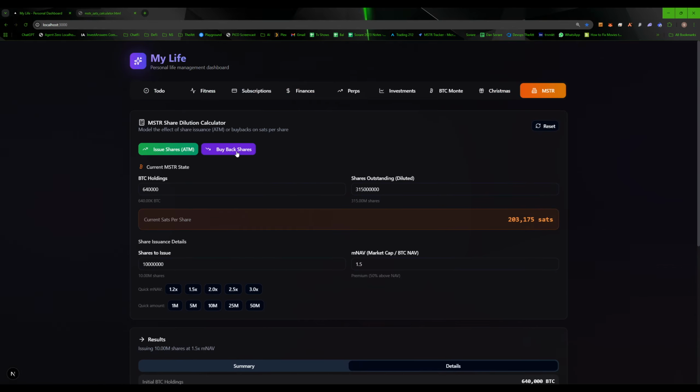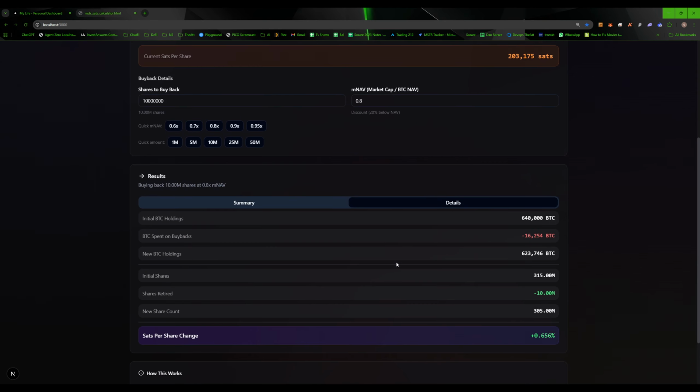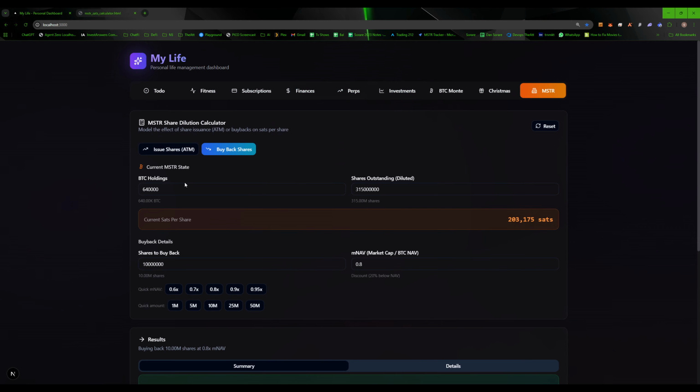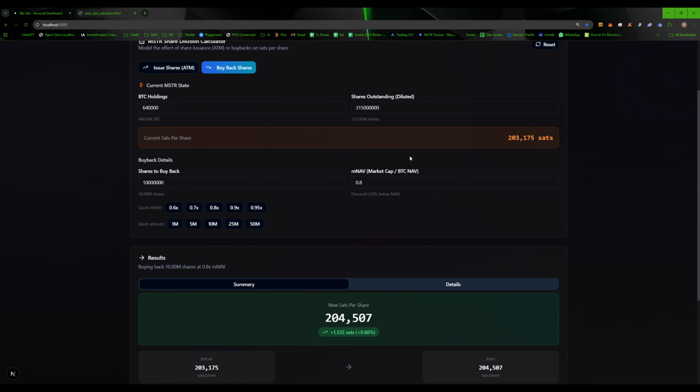Right, now let's see if we do a buyback. Let's change it to negative. Let's see, same numbers, right? So we'll do a buyback at 0.8. You had 203,000 sats per share before, and your new sats per share would be 204,000.